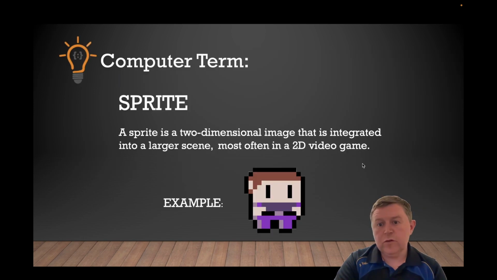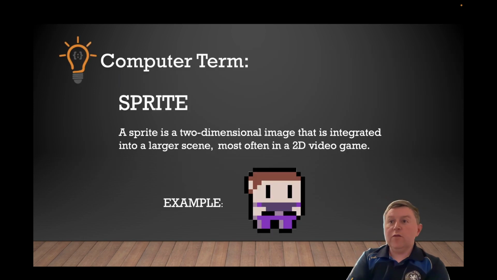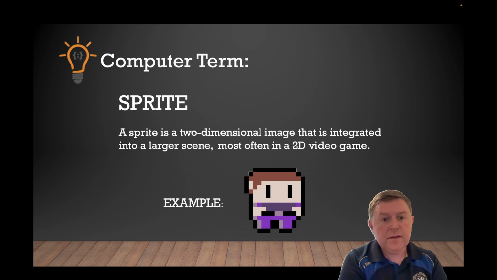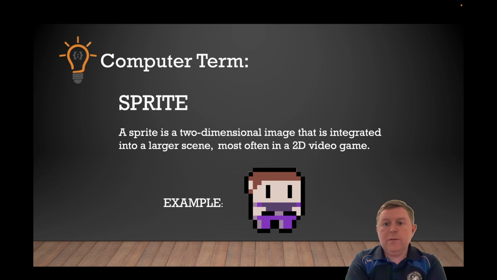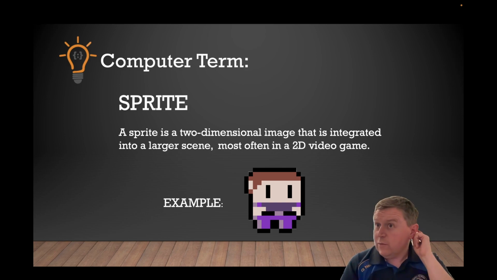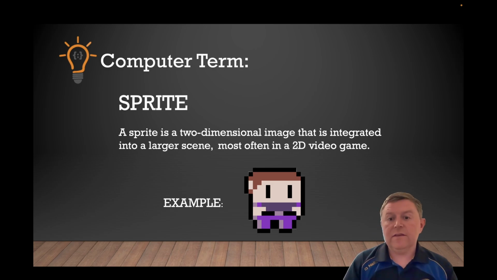Then we have, of course, undo and redo buttons. Okay, so a new term we're going to learn today is called sprite. A sprite is a two-dimensional image that is integrated into a larger screen and is often used in 2D video games. A lot of these games, we would call them retro games now, started off with things like Mario and even Zelda, which started off as little sprites.